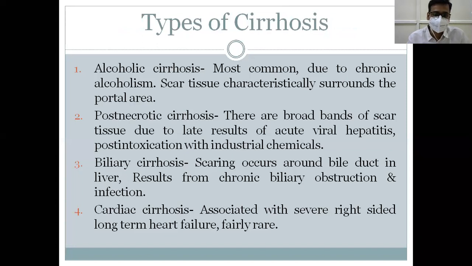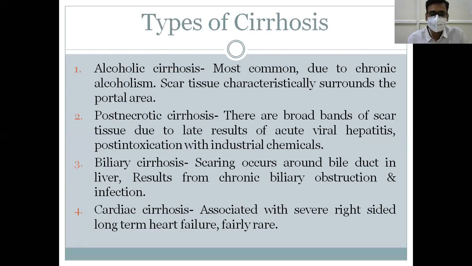What are the types of cirrhosis? We broadly classify them into alcoholic cirrhosis, post-necrotic cirrhosis, biliary cirrhosis, and cardiac cirrhosis. From the UG point of view, there are many other types of cirrhosis for the postgraduation level, but we will concentrate on these four at this point of time. Alcoholic cirrhosis is the most common, due to chronic alcoholism. Scar tissue characteristically surrounds the portal area.